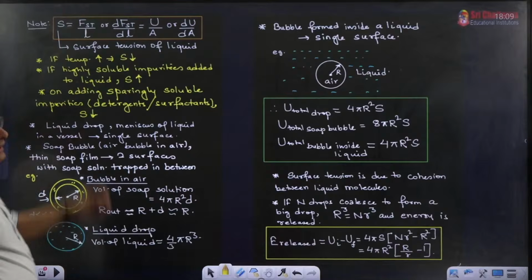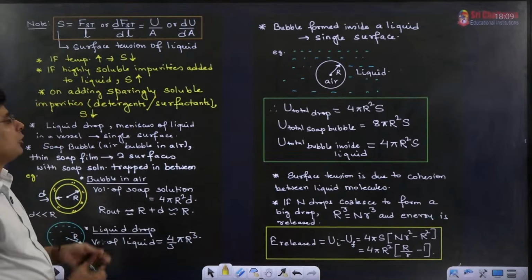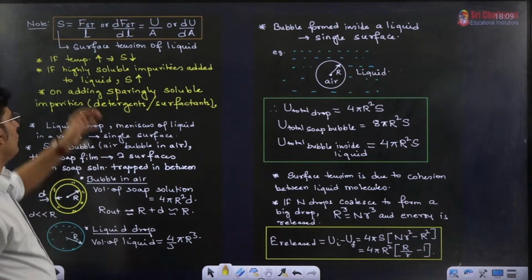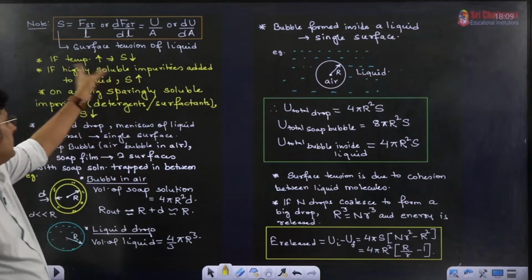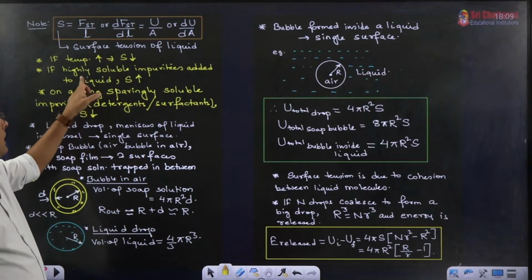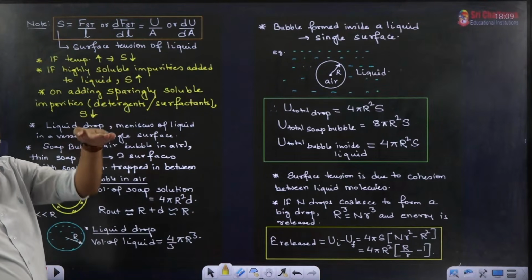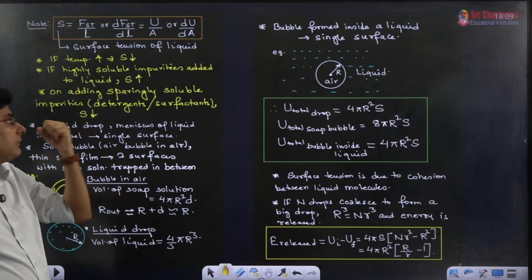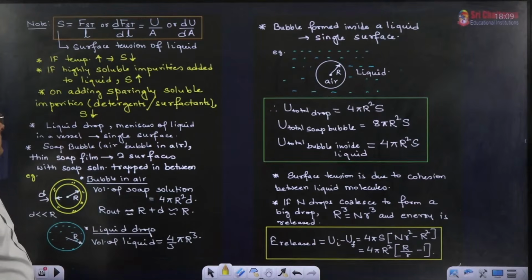Now if temperature rises, you should know that surface tension is mainly due to cohesion between the liquid molecules, which are pulling them towards each other. So if you increase the temperature, the cohesion will decrease, and surface tension will decrease. Surface tension decreases with increase in temperature. If a very small temperature change is there, the variation will be approximately linearly decreasing. But if the temperature changes drastically, the variation will be curved.